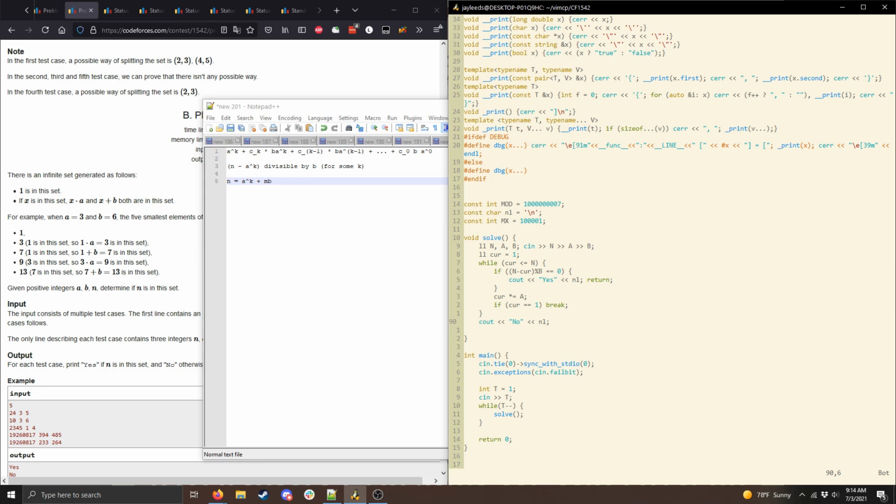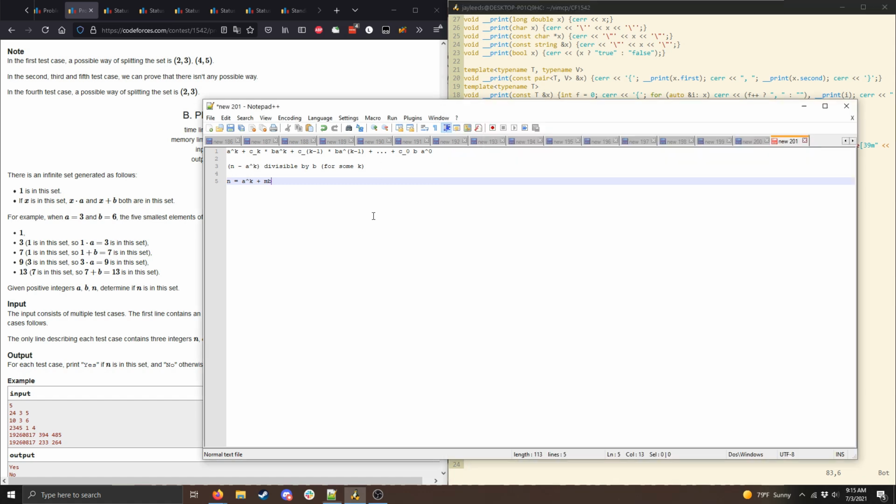I got TLE initially because I didn't consider the a equals 1 case, and that led to an infinite loop because here, as you can see, I keep generating powers of a while the current power of a is less than or equal to n, and that doesn't work if a equals 1, because then your powers of a are just going to be 1, 1, 1, 1, and they never go above n. So that case has to be handled separately. But other than that, the implementation is pretty simple once you sit down and do the math.